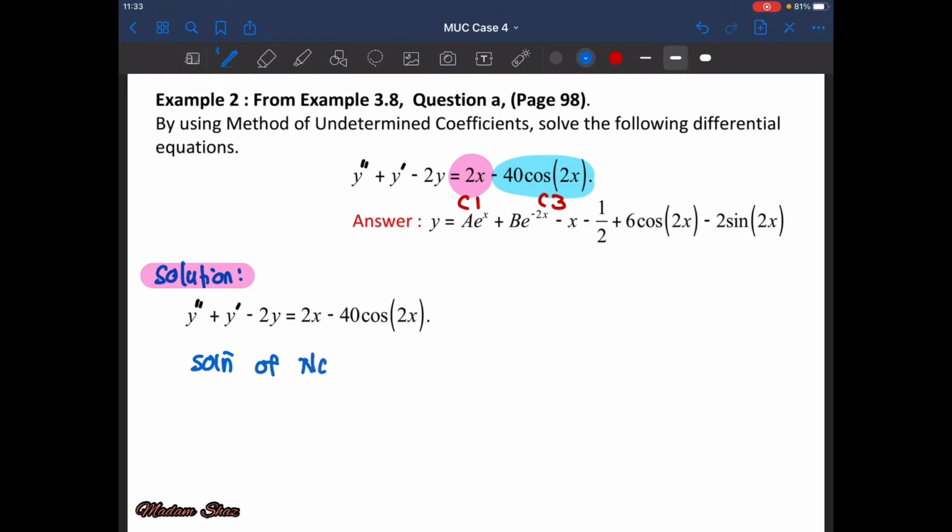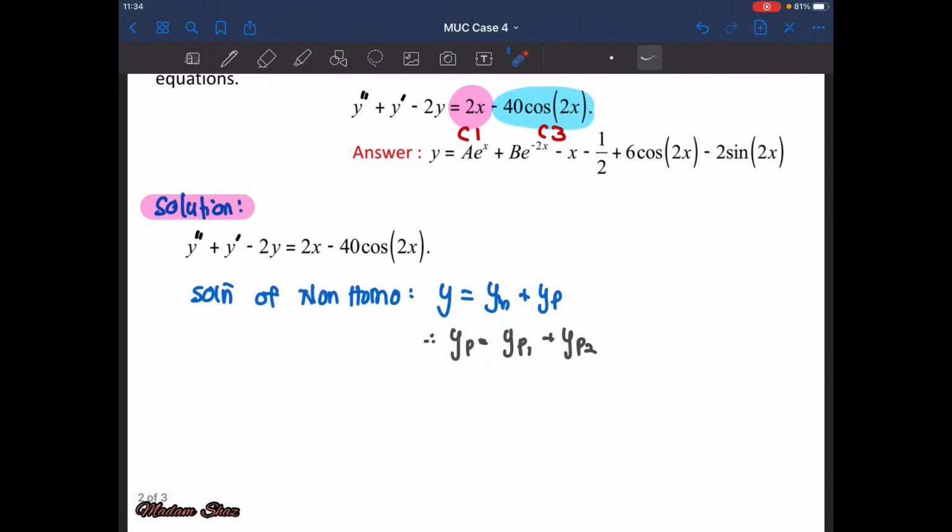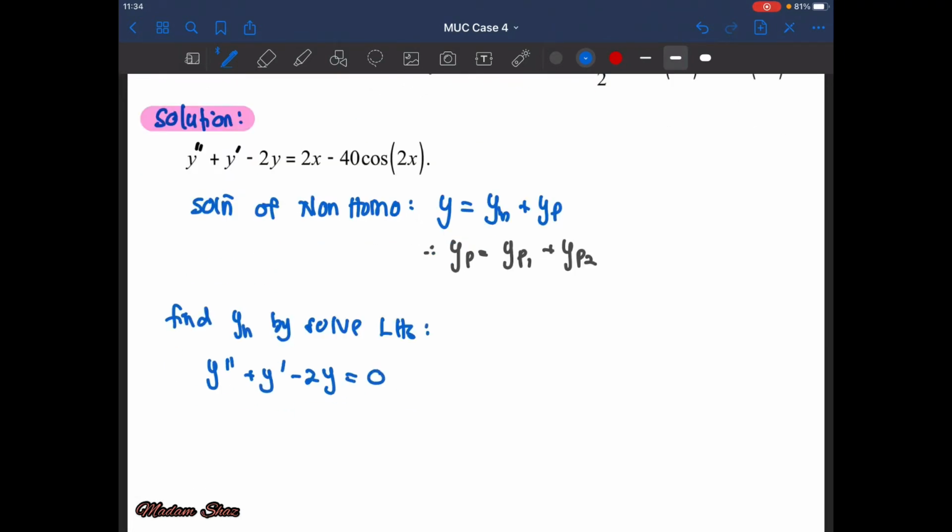The solution of the non-homogeneous equation is y is equal to yh plus yp. But now, your yp comes from 2 cases, case 1 and case 3. So therefore, yp is equal to yp1 plus yp2. You have to solve for yp1 and then for yp2 according to the case that you have. For this question, first you have to find the solution for yh. So find yh by solving the left hand side, making it equal to 0 and solving the homogeneous equation.